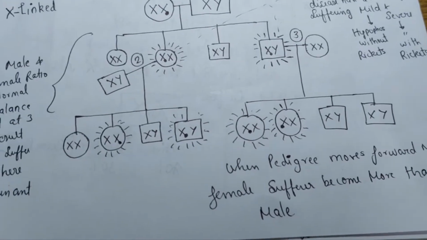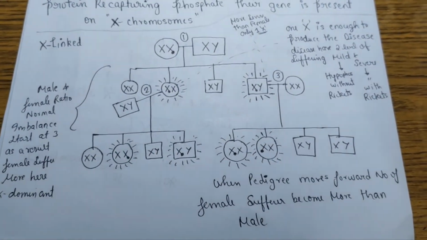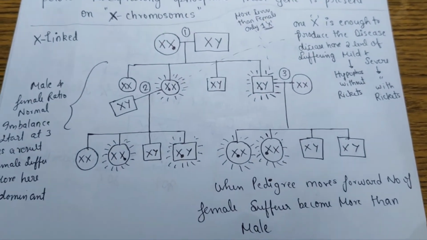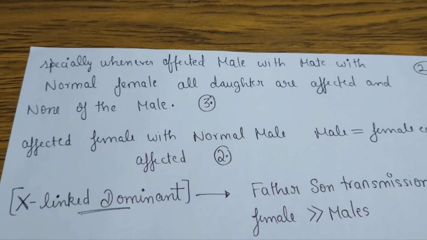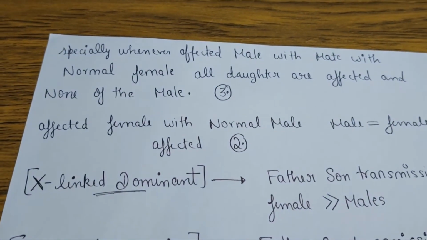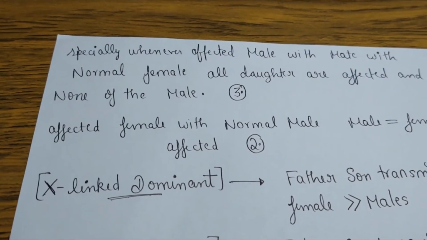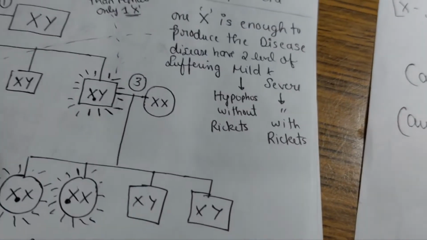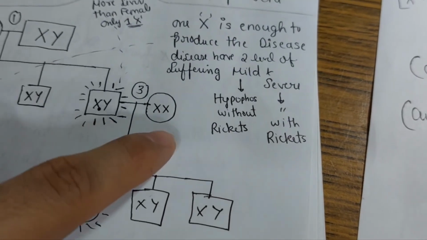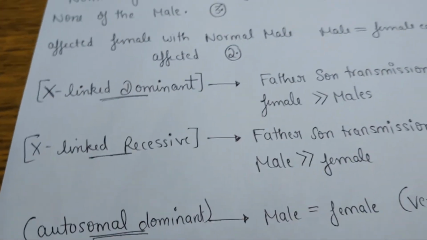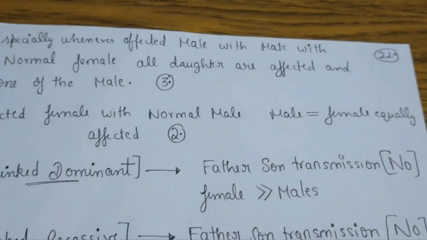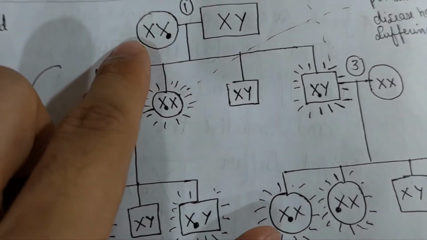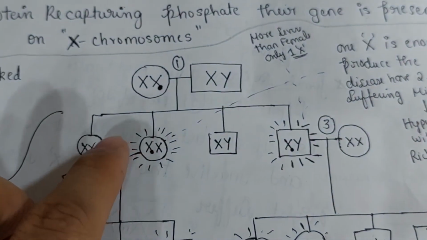In the starting, the male to female ratio was normal, but as the pedigree moves forward, the number of female sufferers becomes more than males. Especially whenever an affected male mates with a normal female, all the daughters are affected and none of the sons are affected. For example, here when the affected male mates with a normal female, all the daughters of his are going to be affected. And when an affected female mates with a normal male, males and females are equally affected.